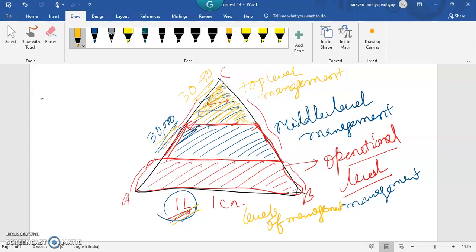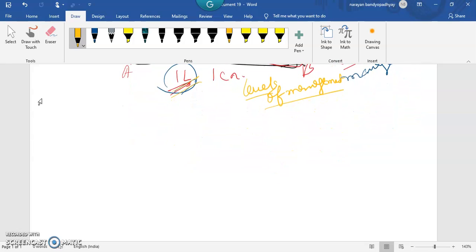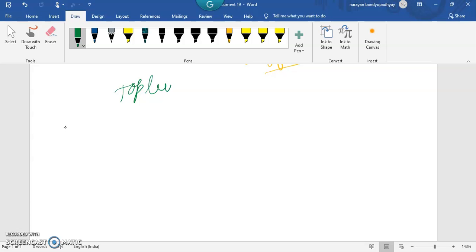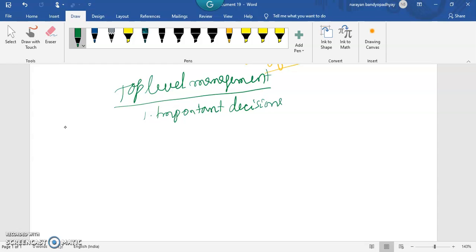Now we will see one by one what those are. At first, let us see top level management, or you can say top management only. Top management of an organization includes all such individuals who are responsible for taking the crucial decisions, that means important decisions, for the organization. One point we have got, that is they take important decisions of the organization.